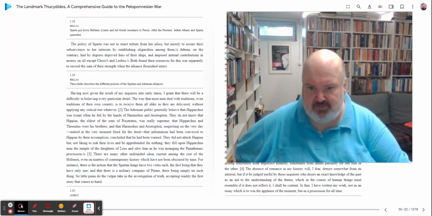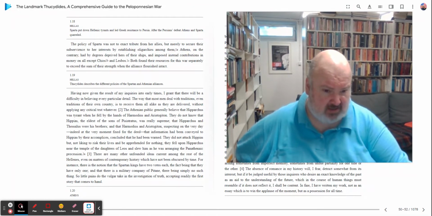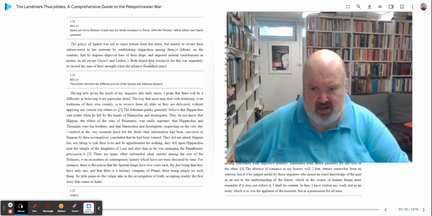Now it says, Athens, on the contrary, had by degrees deprived her allies of their ships, and imposed instead contributions in money on all except Chios and Lesbos. Both found their resources for this war separately to exceed the sum of their strength when the alliance flourished intact.